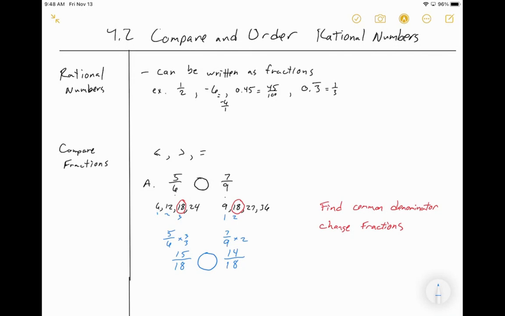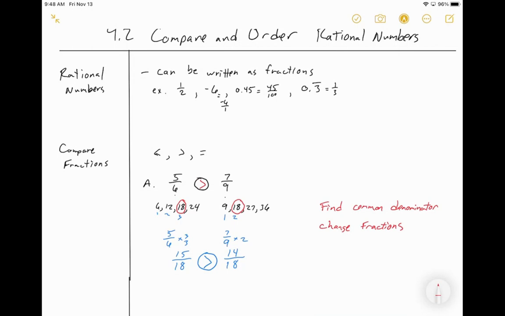So which one is greater? Right? Which one is greater? Well, 15 is greater than 14, so I can put it there. Or if I go back to the original problem, it should look like that. Remember, the mouth always opens to eat the greater side. Okay? You guys see that? Yeah, for comparing fractions, this is all you got to do.